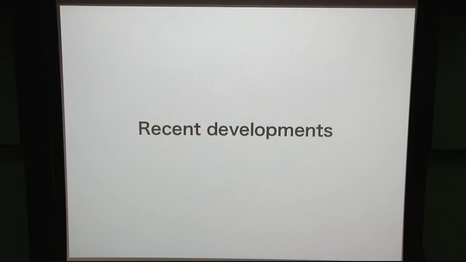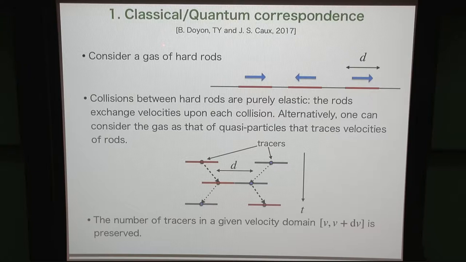Okay, so now I believe I could give you some rough idea of how the GHD can be derived and the principle of this approach. So let me proceed with the new developments. The first one is the classical and quantum correspondence. This is a correspondence between the GHD and the hydrodynamics of classical hard-rod systems or soft-rod systems. So imagine that you have a gas of hard rods that propagates on this line, and these red rods describe the hard rods with length d. The kinematics of this model is very simple. They just scatter elastically upon collision, and otherwise they propagate freely on this line.